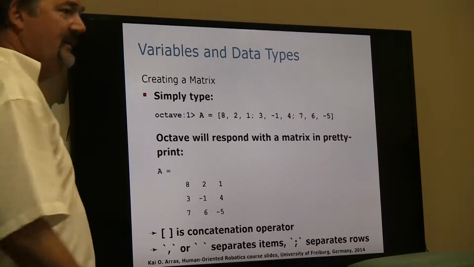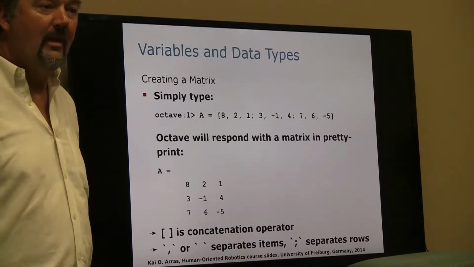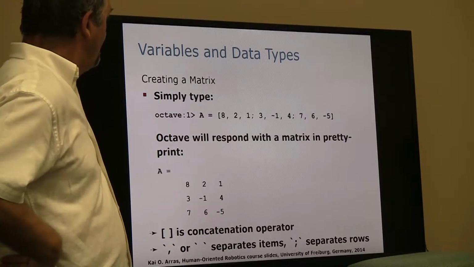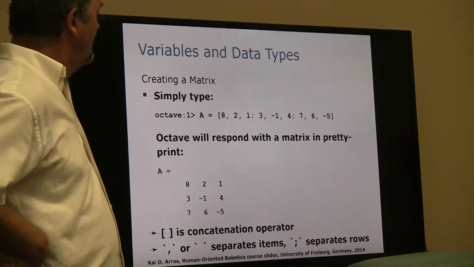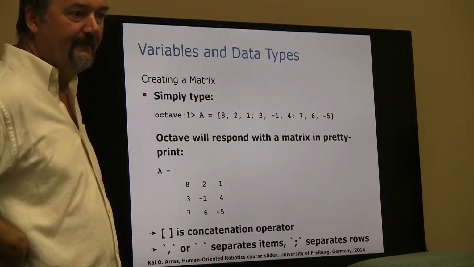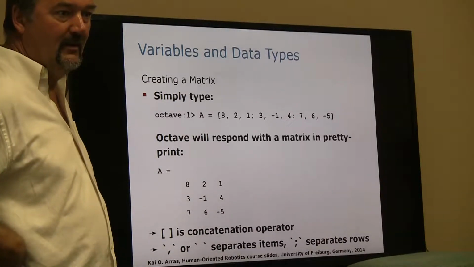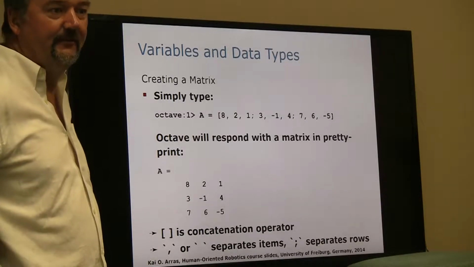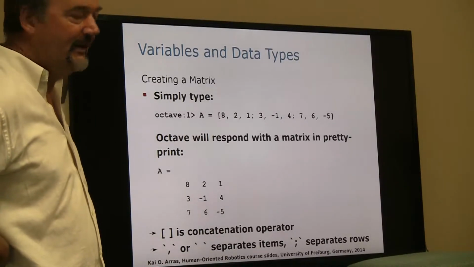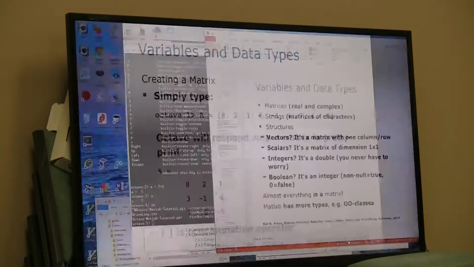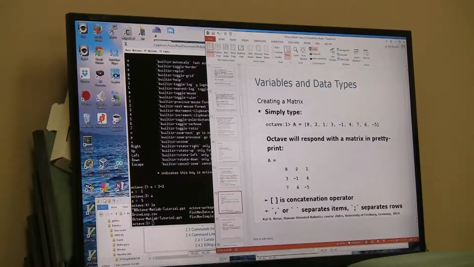Two quick questions. So 8 space 2 space 1 semicolon would be equivalent to using commas? Yes. And I'm assuming that variables are case sensitive. Yes, variable names are case sensitive. Okay. Yep. And so we can do this real quick.